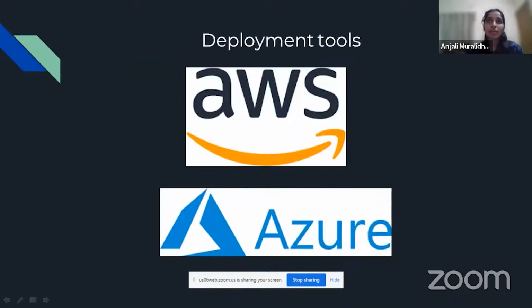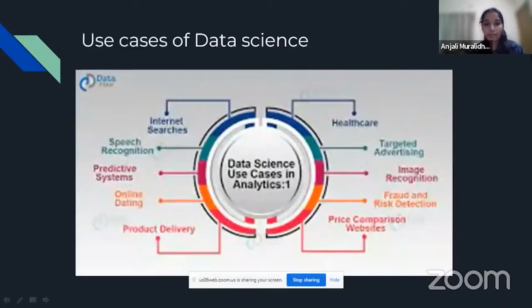Deployment tools. When you have to deploy your code somewhere, in development we mostly use tools like Jenkins in order to deploy. When it comes to data science, the most commonly used is AWS. AWS has multiple tools for data science like SageMaker, and then you have Microsoft Azure Cloud.